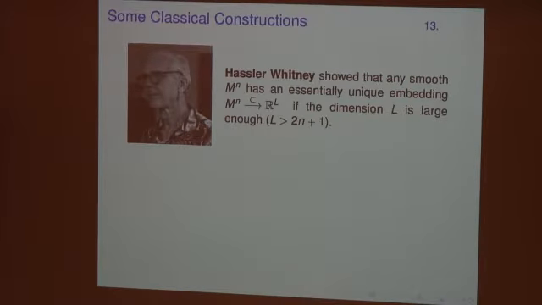Hassler Whitney is perhaps the first big name in the field of differential topology. He's a founder of the subject. He made a clear definition of what a smooth manifold is, and he proved the theorem I'm using here, that any smooth manifold can be smoothly embedded in some Euclidean space if the dimension is high enough. And he proved that the embedding is essentially unique if the dimension is at least 2n plus 1. That is, if you have any two embeddings, you can slowly deform one to the other without ever introducing any kind of singularity.